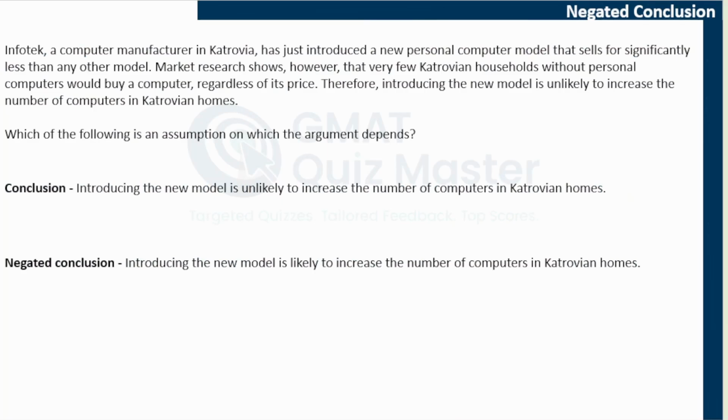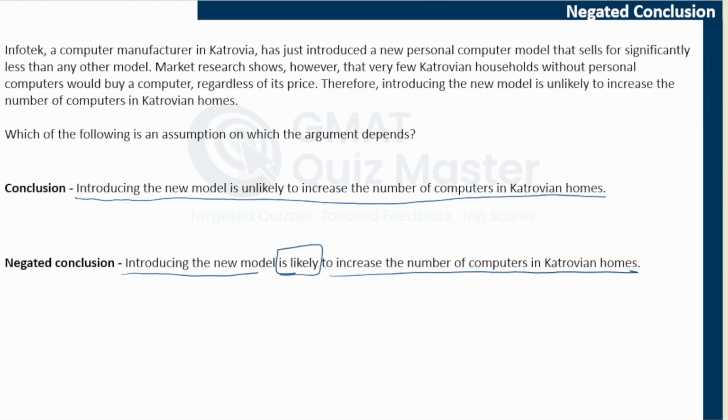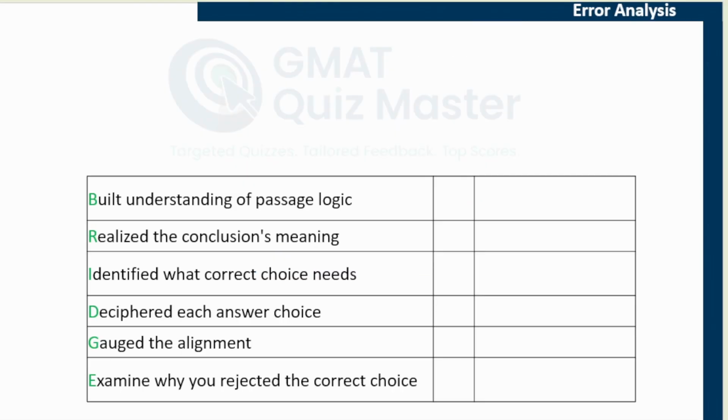Now, in conclusion questions, it is important to understand the conclusion as well as the negated conclusion. So the conclusion here is introducing the new model is unlikely to increase the number of computers in Ketrovian homes. So the negated conclusion would be introducing the new model is likely to increase the number of computers in Ketrovian homes. With this, let's move to update our bridge table.